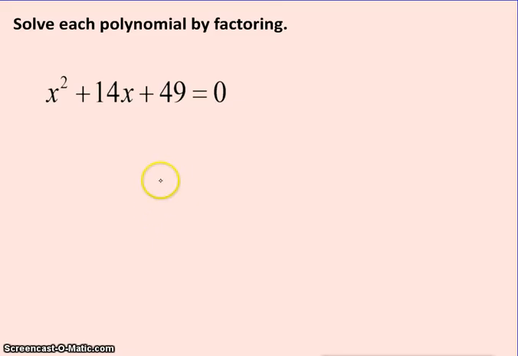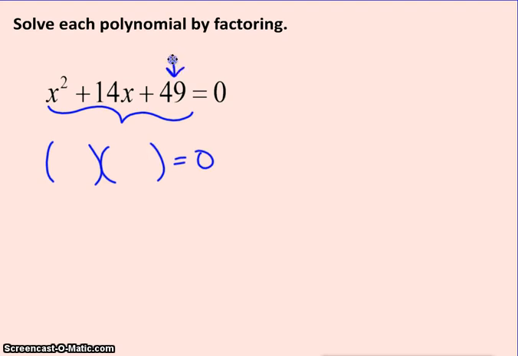Alright, so now let's begin with this one. First step is to make sure it's set equal to 0. That has already been done for us. So now we need to simply factor the quadratic. So 2 parentheses, what two numbers multiply to 49 but will add to 14? That is positive 7 and positive 7, because 7 times 7 is 49, 7 plus 7 is 14.